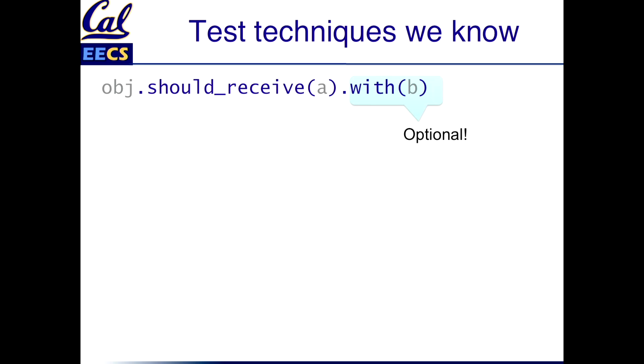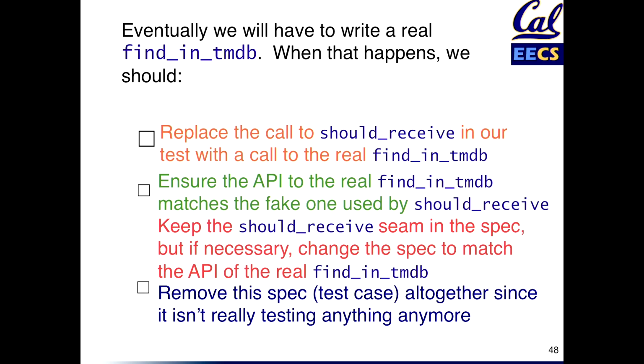Okay, so this is one of a set of things that we're going to learn how to do that allow us to specify in a test what is the thing that should happen, and then how to go back and backfill the code to make that thing actually happen. So let's make sure we all agree about being on the same page about this. Eventually, we'll have to write a real find in tmdb method. So when that happens, what are we going to do?